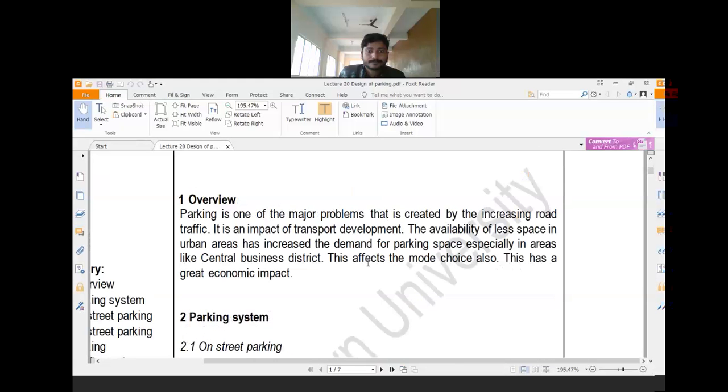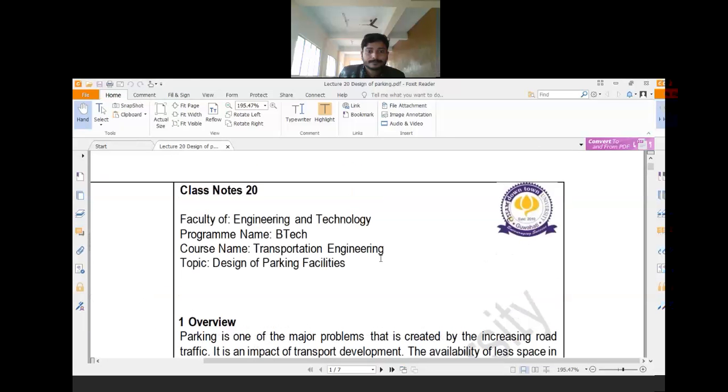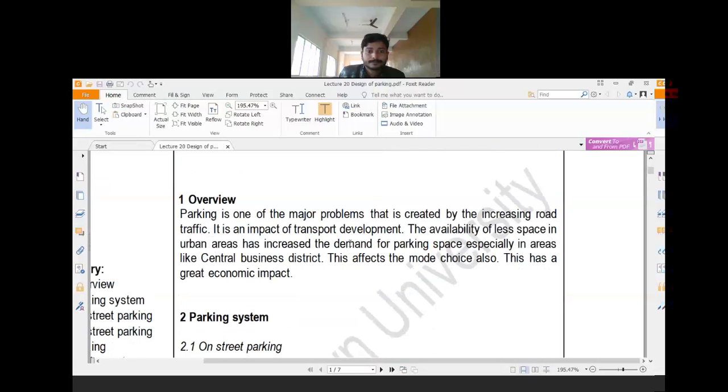Okay, I'll just give one brief introduction about this one, and we'll discuss this in our next class. In our next class, we'll discuss parking. Now, you know what parking is, and parking is one of the major problems in the urban area. It generally creates congestion in the urban portion where some market area or shopping area is there, and this creates a huge problem.